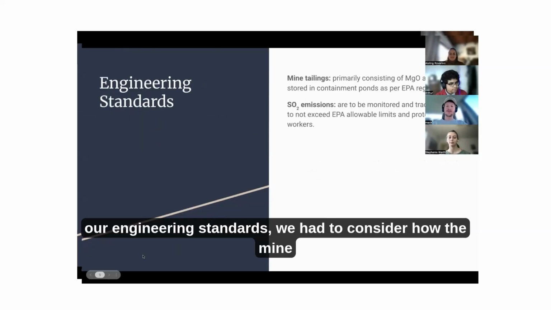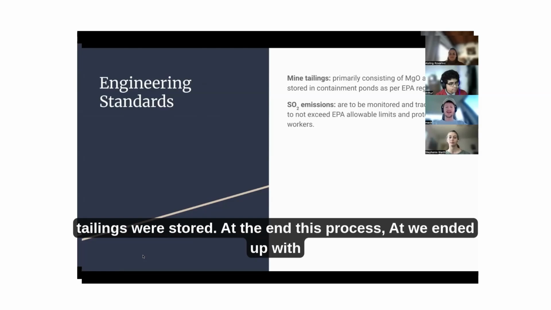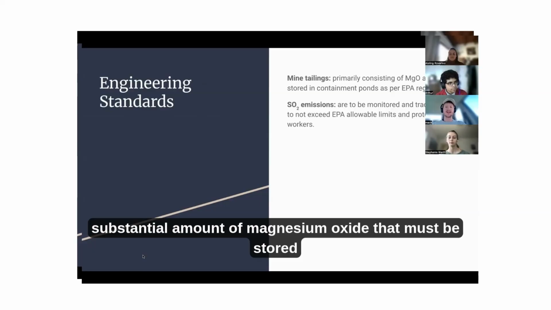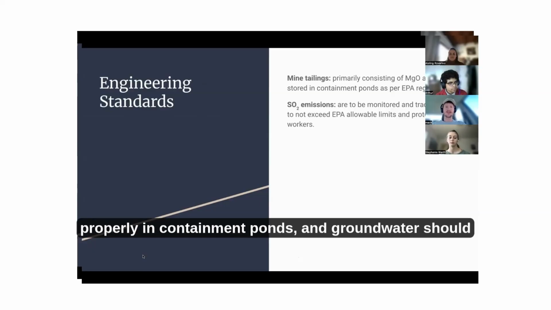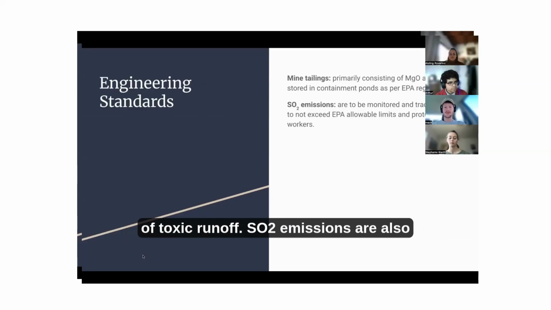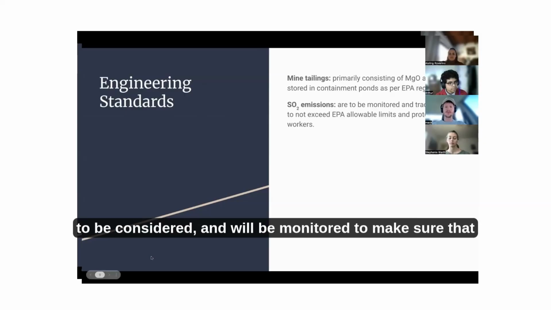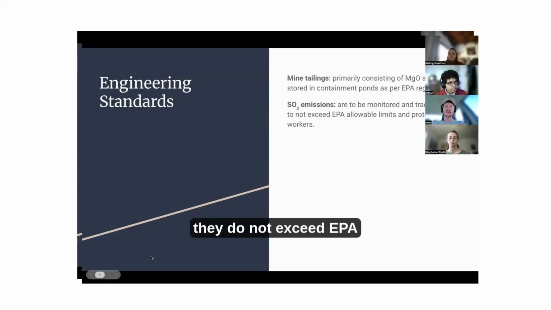For our engineering standards, we had to consider how the mine tailings were stored. At the end of this process, we end up with a substantial amount of magnesium oxide that must be stored properly in containment ponds, and groundwater should be controlled in such a way that it doesn't produce any sort of toxic runoff. SO2 emissions are also to be considered and will be monitored to make sure that they do not exceed EPA regulations or allowable limits per year.